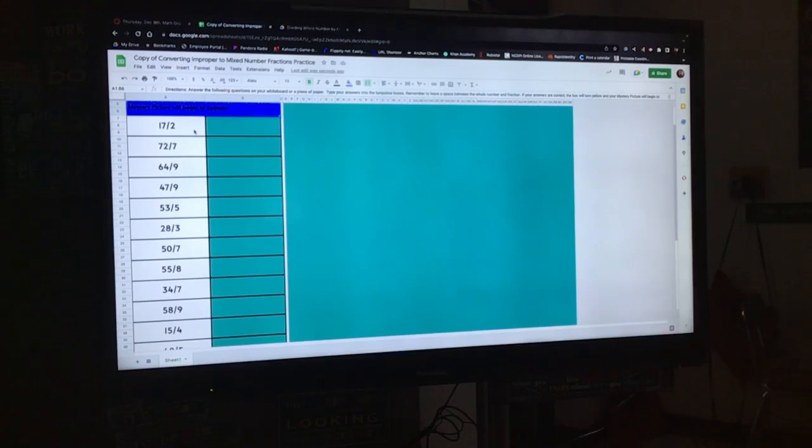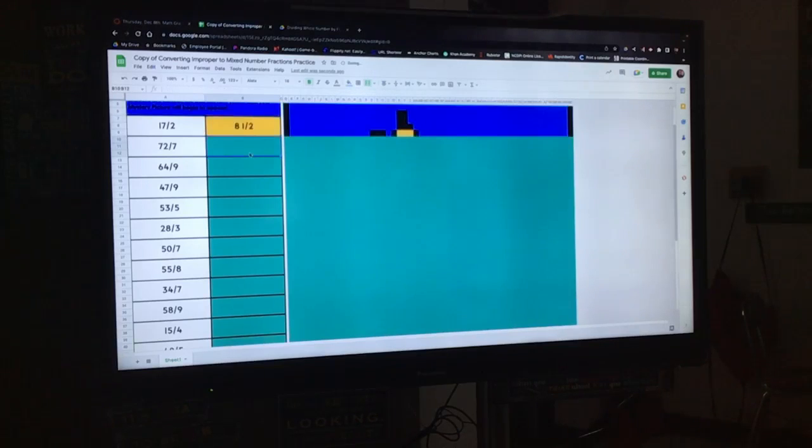So if we change this improper fraction of 17 halves, what am I going to multiply 2 by to get close to 17? Emma? 8. Which gives me 8 1/2. So that's what I would put in this box right here. And it reveals part of the picture. Okay?